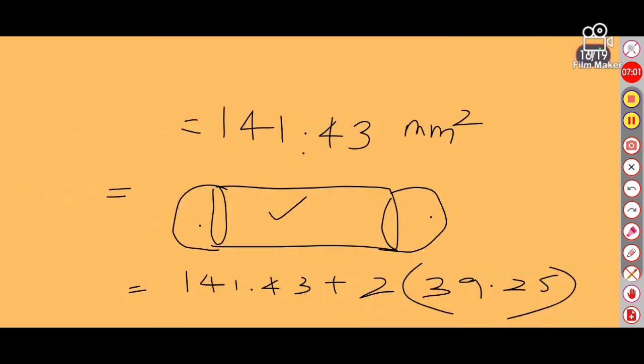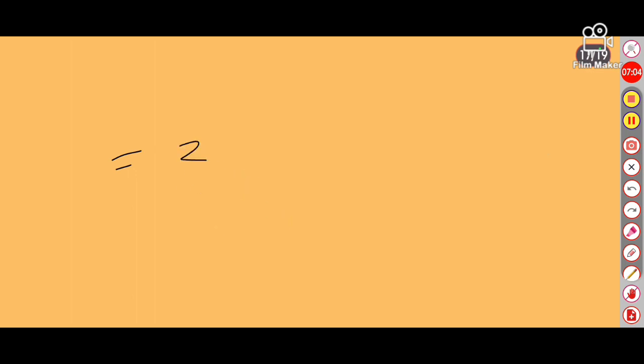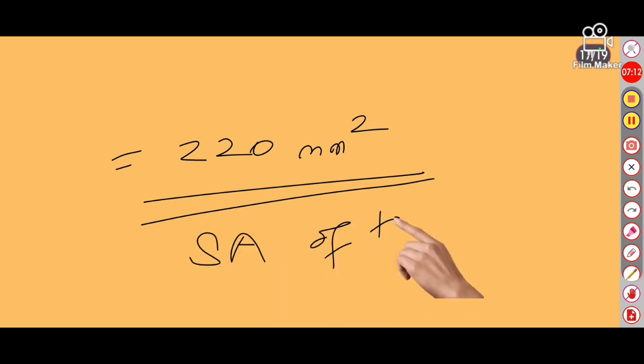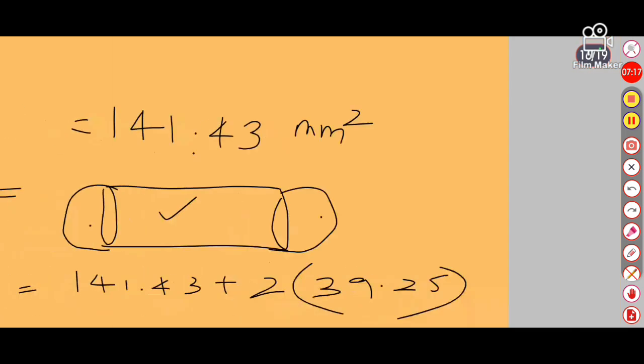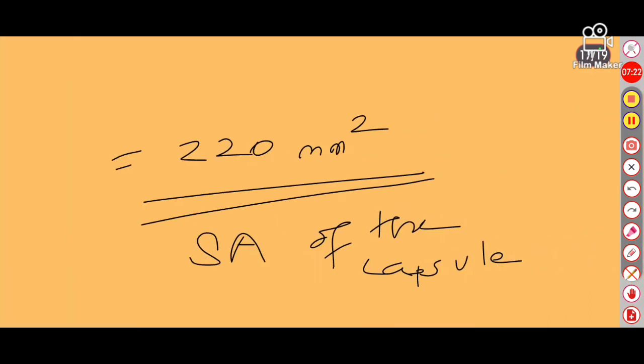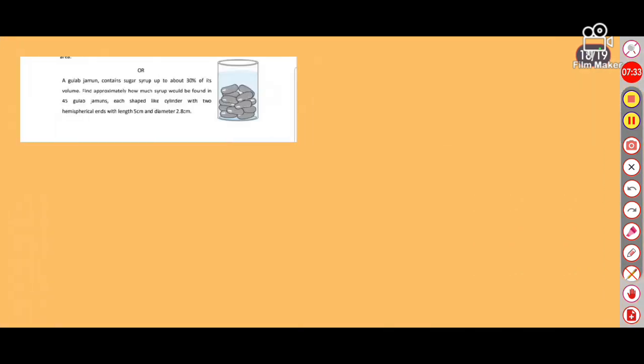So when you solve this, you get exactly around 220 millimeter square. This is the required surface area of the capsule. Just solve 141.43 plus 2 into 39.25, then you get 220 millimeter square, because it is surface area. So that is the entire surface area of the capsule. Now this is the next question.